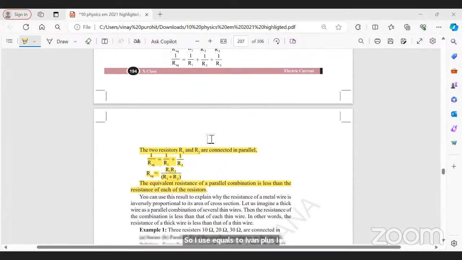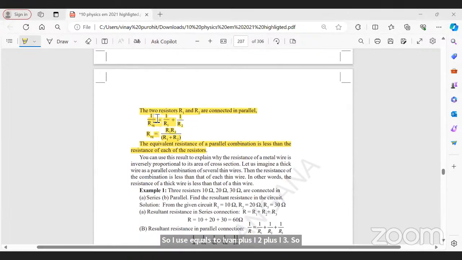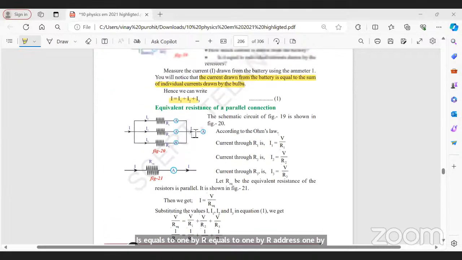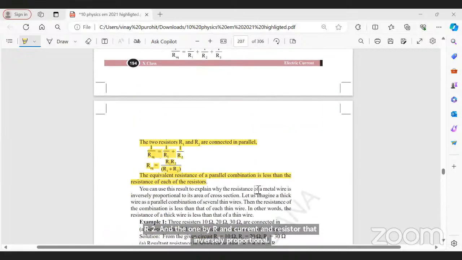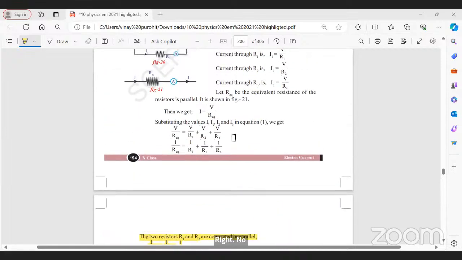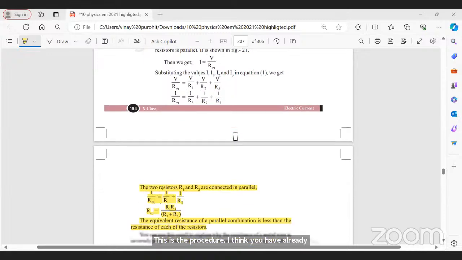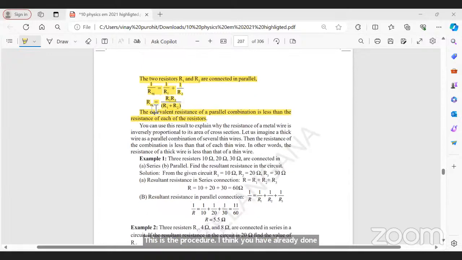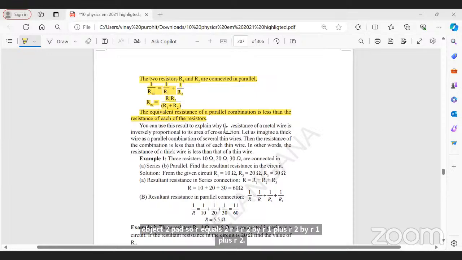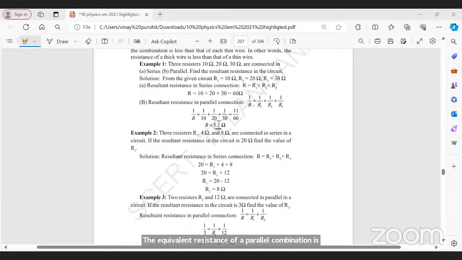So then the equivalent resistance: 1 by R equivalent is equals to 1 by R1 plus 1 by R2. Why 1 by R? Because current and resistance are inversely proportional, right? If you apply the Ohm's law, this is the procedure. I think you have already done this in the theory part. So just remember this for this objective part. So R equivalent is equals to R1 R2 by R1 plus R2. The equivalent resistance of a parallel combination is less than the resistance of each of the resistors.